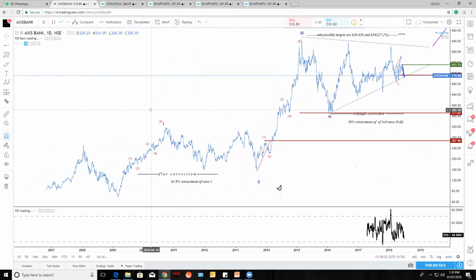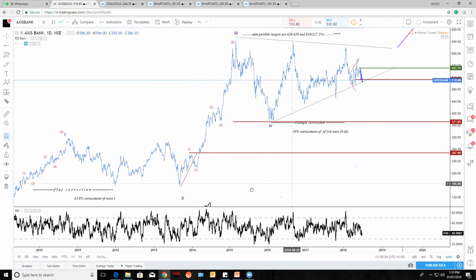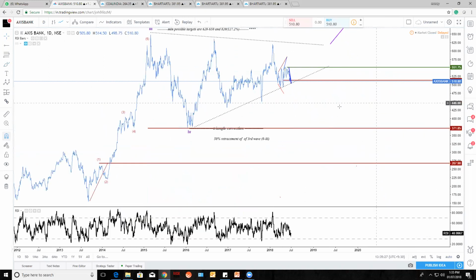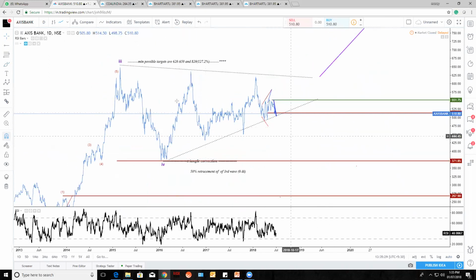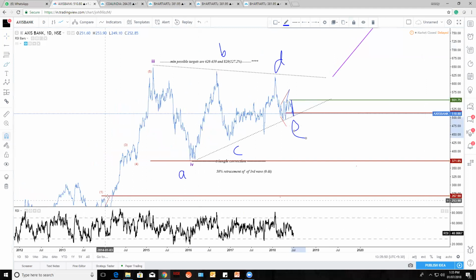Presently, it is making a triangle on the weekly chart. Have you seen this is making a triangle structure as of now? If you see this correction, after this correction, this is A, this is B, it's C, it's D, and it's E. The major trend is coming from the downside, so after this, it may go upside.